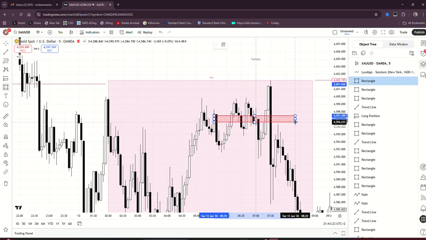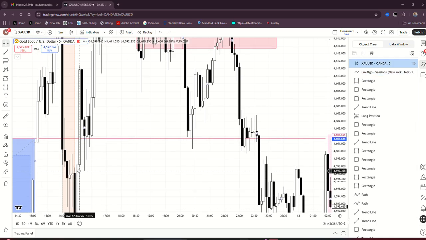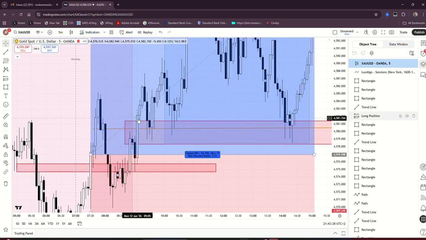Now the next question is, do we respect this fair value gap? We don't respect it. So do we take the trade here? No, we don't take the trade. You want to wait for the market to tap back into it. The only time that you can enter straight off is off of an inverse fair value gap. You don't need to wait for the retest.